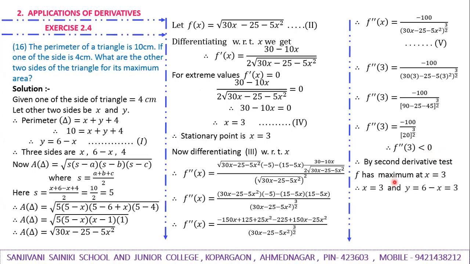Okay, so x is equal to 3 implies what will be the y? Y means 6 minus 3, which is 3. So the first side is 3, the other side is 3, and the given side is 4. So what are the remaining sides? 3 centimeter and 3 centimeter. These are the three sides so that the triangle is of its maximum area. If we take these sides 3 centimeter, 3 centimeter and 4, it will have the maximum area.